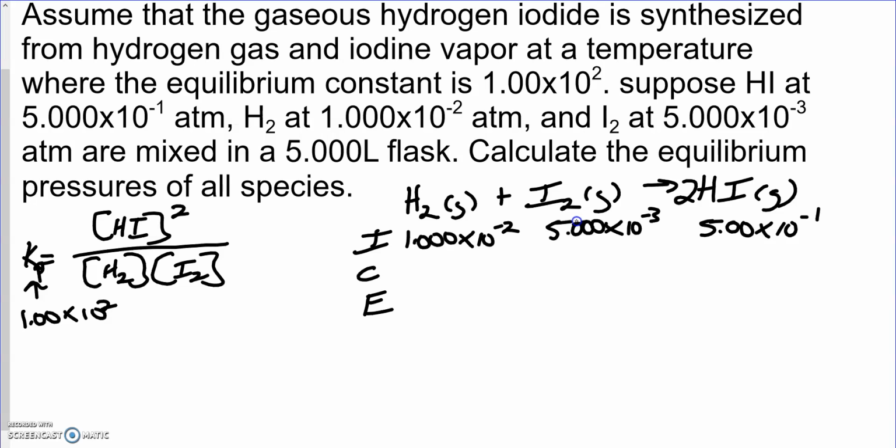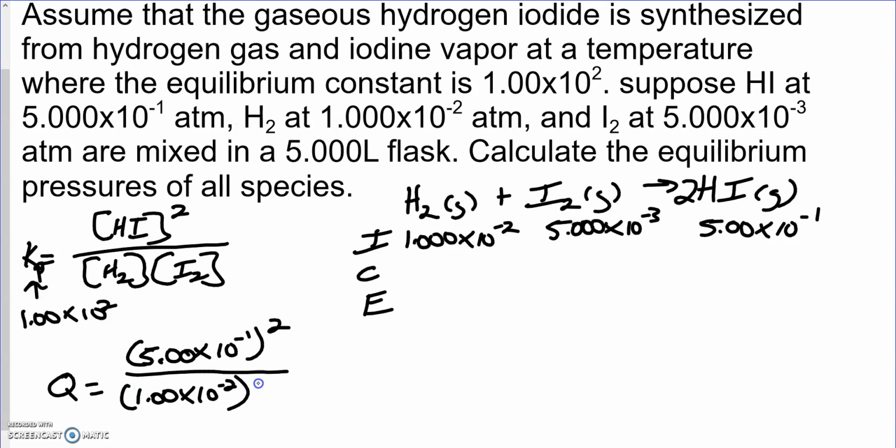It has to shift towards that direction to get rate. So in the scenario here where we've got something on all sides, we can't assume which direction it's going to shift, meaning I can't assume it's going to form reactants or products. So instead, I actually have to calculate out my Q value, which remember Q, mathematically, is the same expression as K. So I'm going to take my HI, which is 5.0 times 10 to the negative 1, square it, over my 1.00 times 10 to the negative second, times my 5.00 times 10 to the negative third.